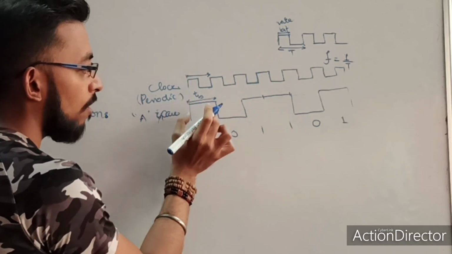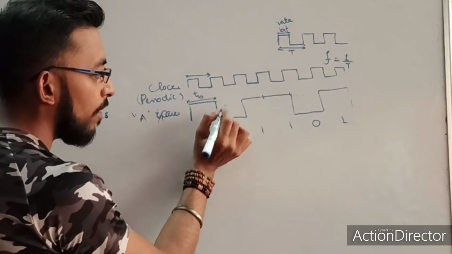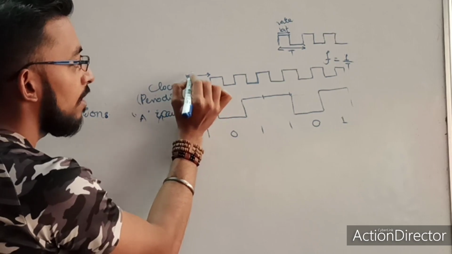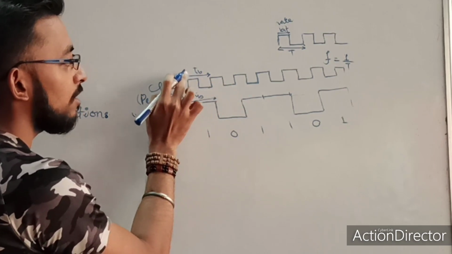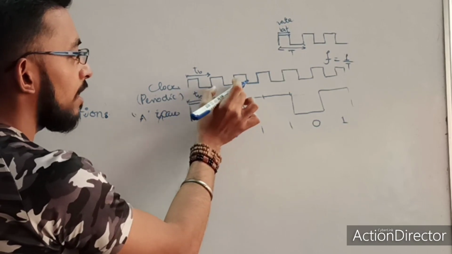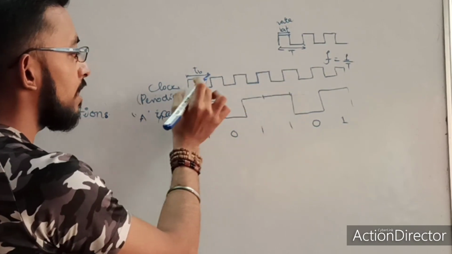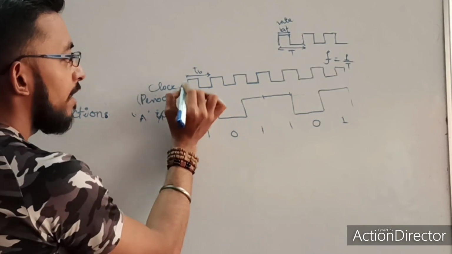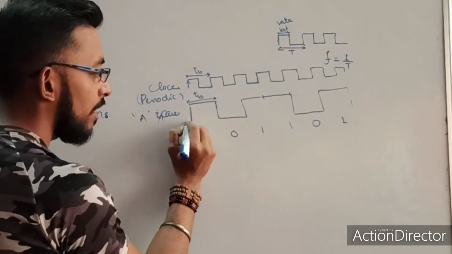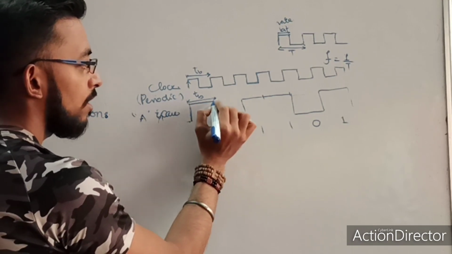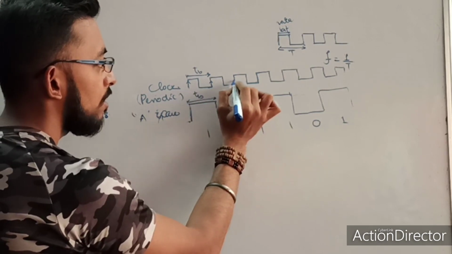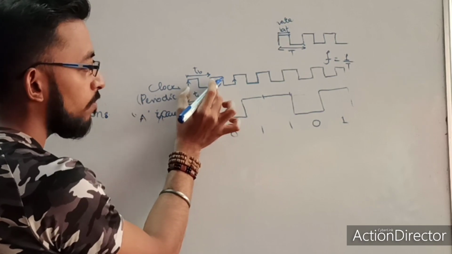For the clock period, you see this is one pulse. This is the clock signal for this pulse. This is also a bit rate, that is called TB. For each pulse, my clock signal is happening at equal intervals, which means it is a periodic signal. And at the rising edge of my clock pulse, my signal is changing, whether from low to high or from high to low.